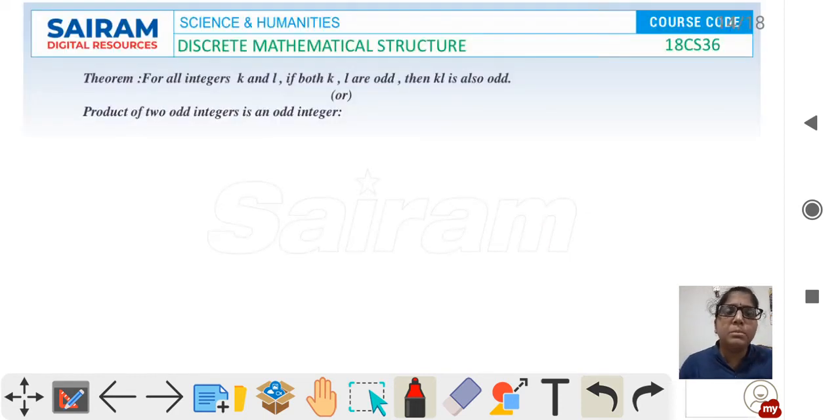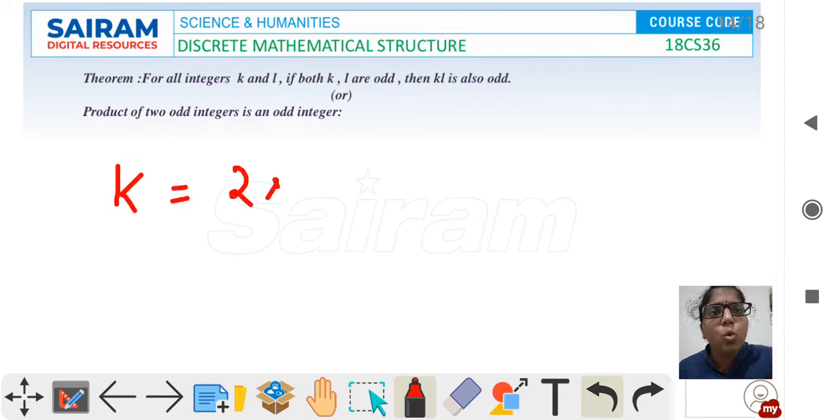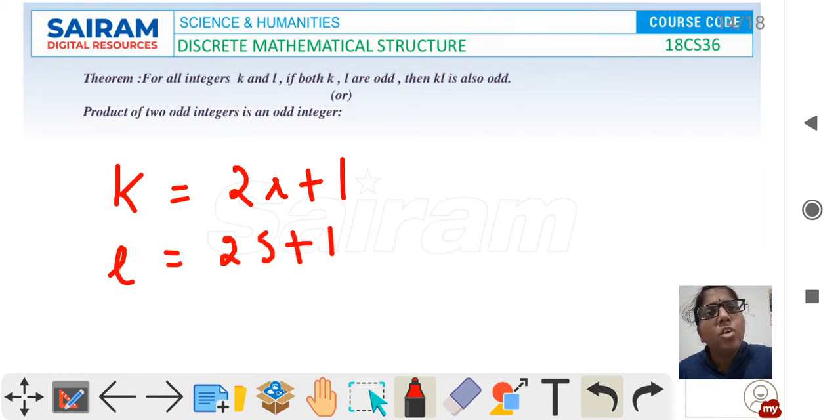So the next theorem is: for all integers k and l, if both k and l are odd, then kl is also an odd number. In another way, they can also ask: the product of two odd integers is an odd integer. So k and l are odd integers here. What is the odd form? k is 2r plus 1. What is l? It is 2s plus 1. Instead of r and s, you can take m and n also. Any name you can give.